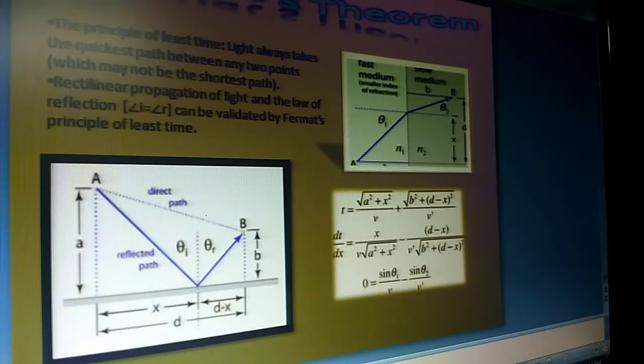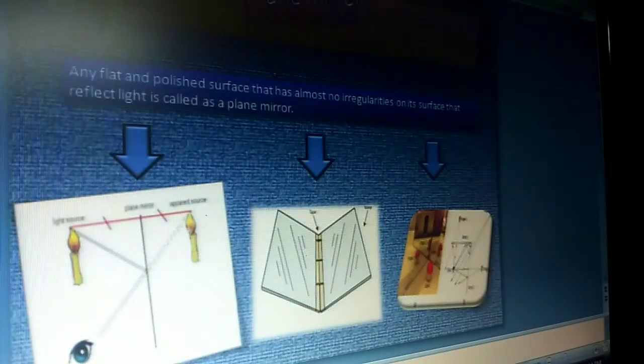This is nothing but called Fermat's theorem. For this theorem, the first law of reflection, that is angle i is equal to angle r, can be validated. Now coming to the plane mirror.